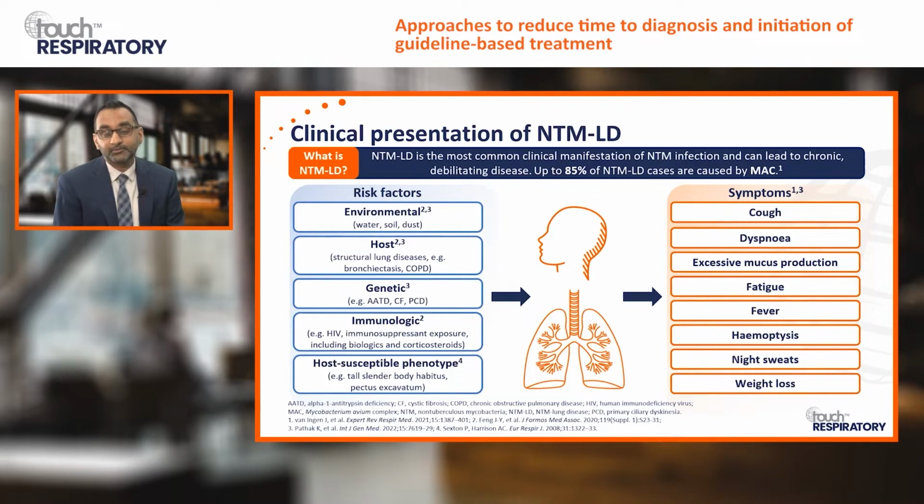And for host-susceptible phenotypes, there could be a number of presentations such as tall, slender body habitus, pectus excavatum, mitral valve prolapse, and others. And there are nonspecific symptoms associated with NTM lung disease, most commonly cough, fatigue, but there also could be shortness of breath, excessive mucus production, fever, coughing up blood, night sweats, and weight loss.